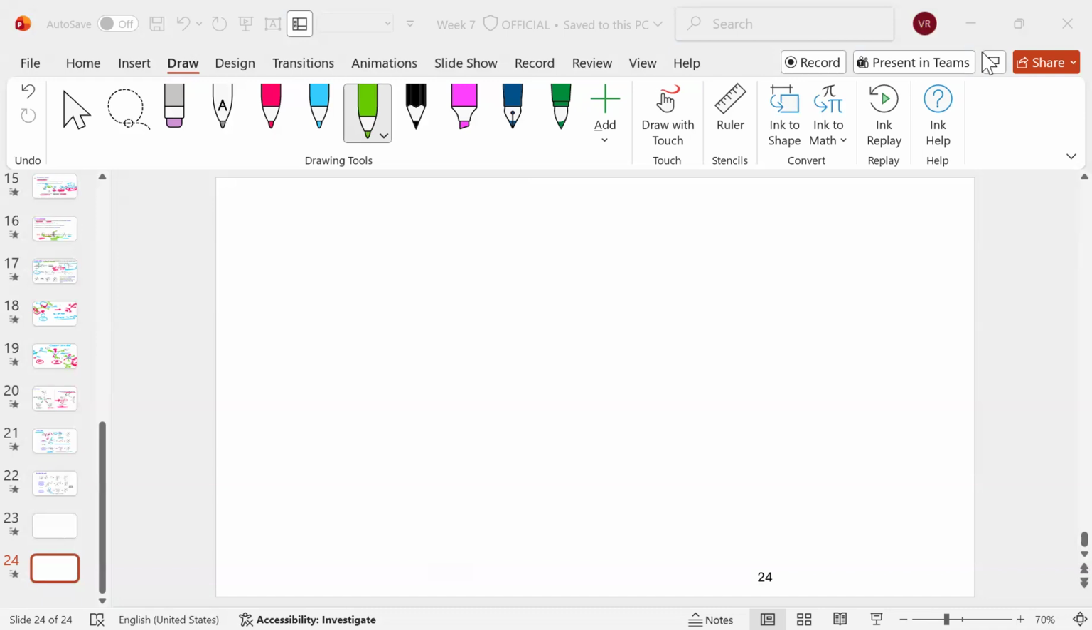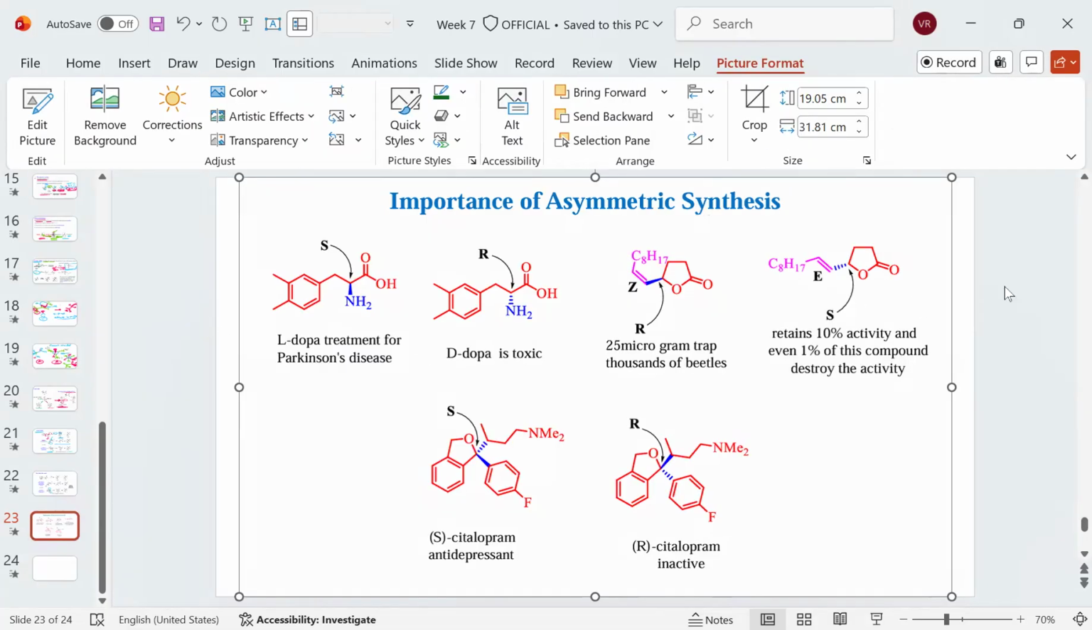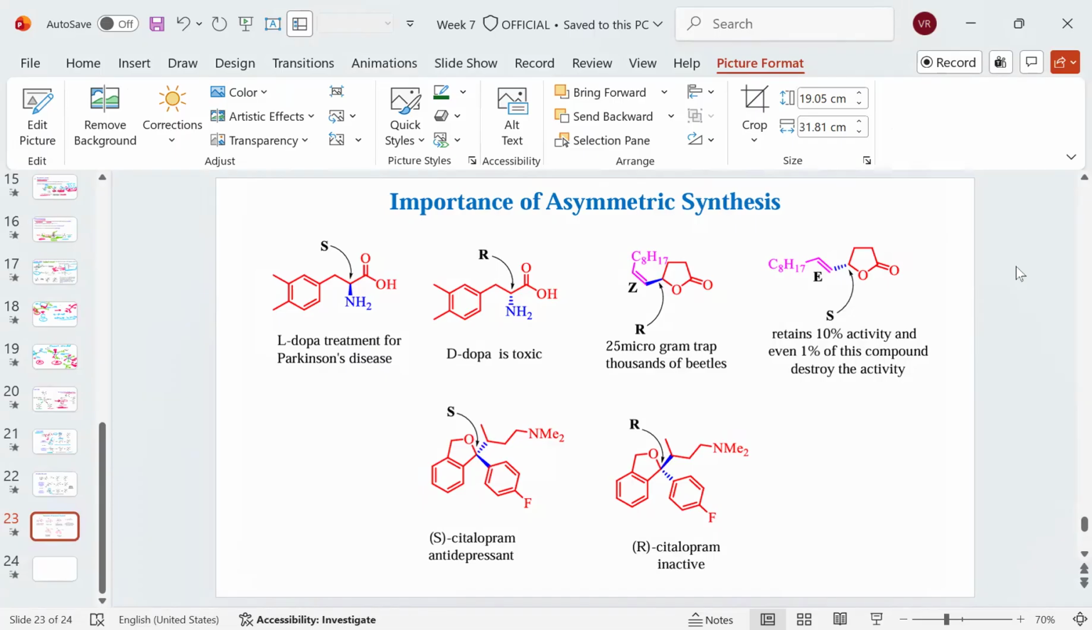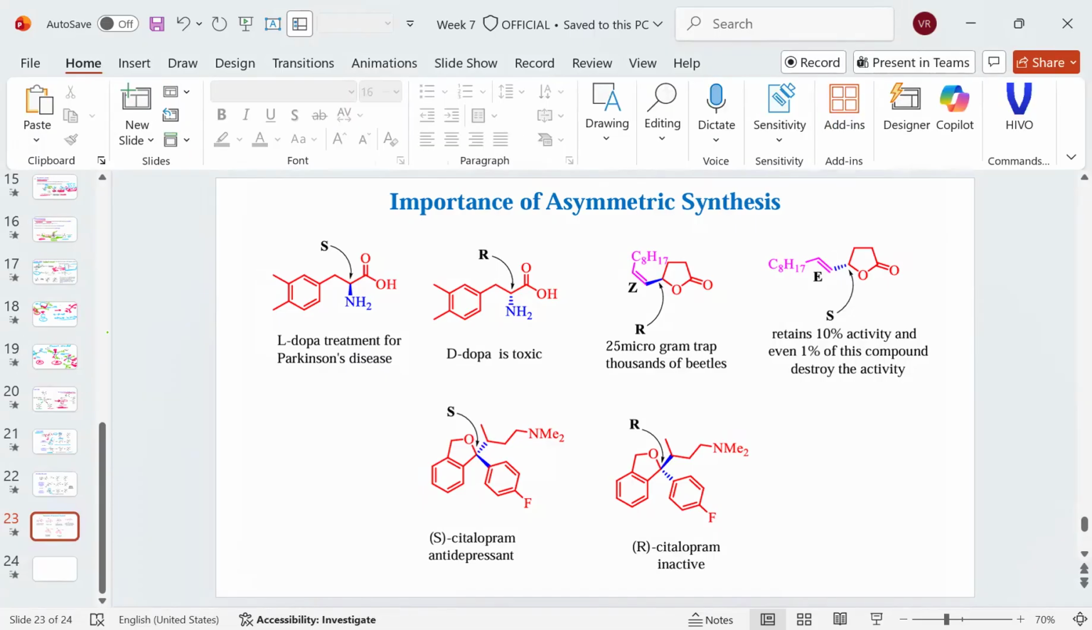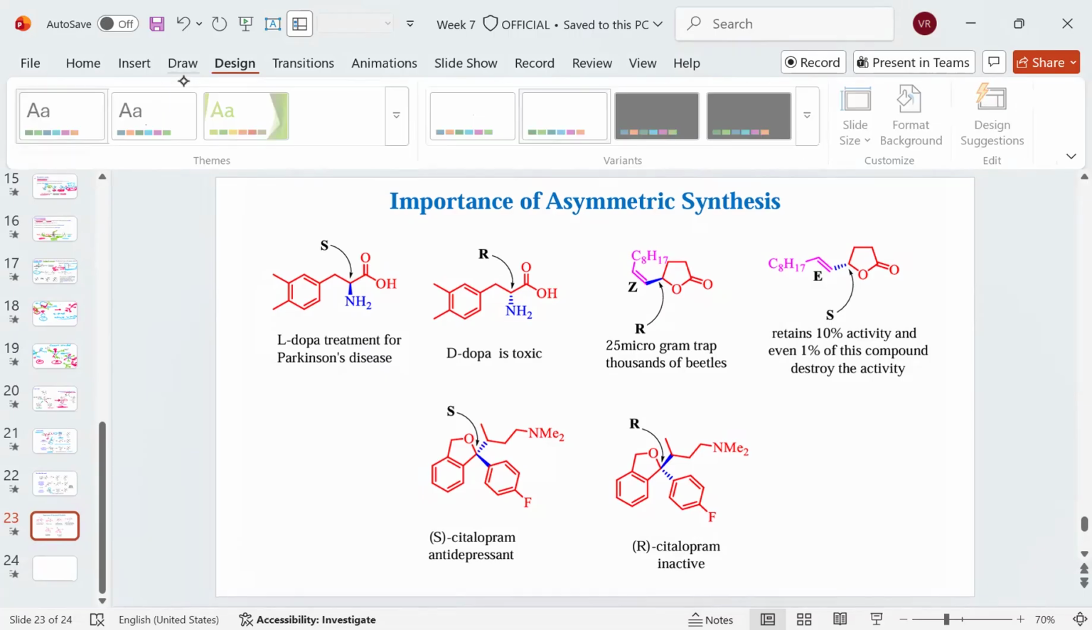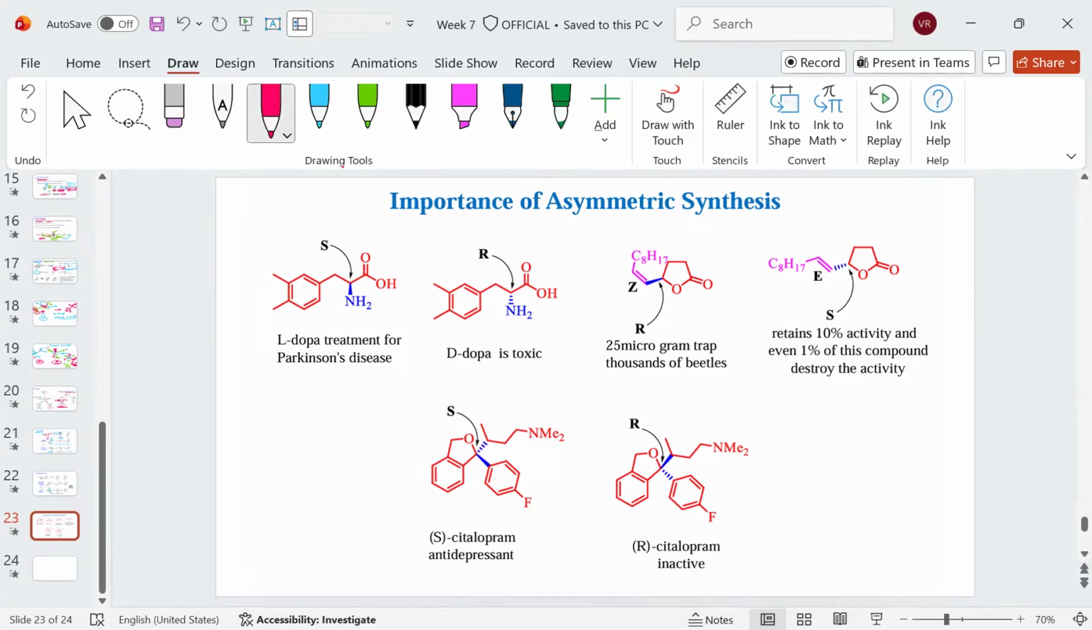Why is this chiral type of retrosynthesis important? We'll start doing some problems on the retrosynthesis of these chiral molecules. So why is it important? If you look here, these are some examples of alkaloids, showing the importance of asymmetric synthesis.